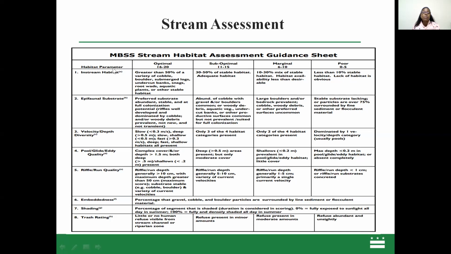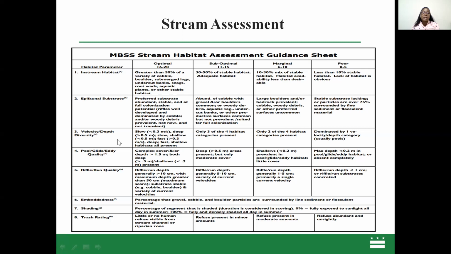The parameters we look at are the in-stream habitat. The second parameter is the epifaunal substrate: what kind of substrate is available for the organisms? Is it hard substrate? Is the substrate suitable for the organisms? We identify that and we rate it based on the numbers that are on this guide sheet.